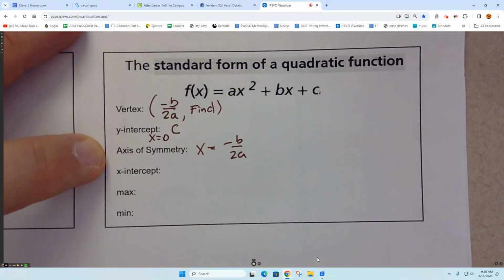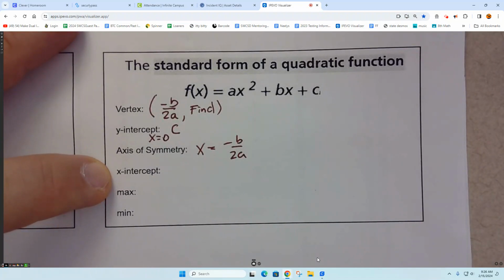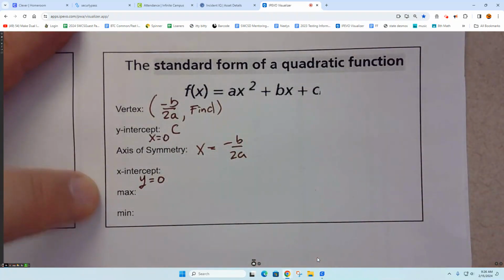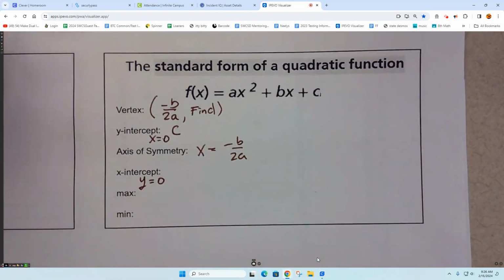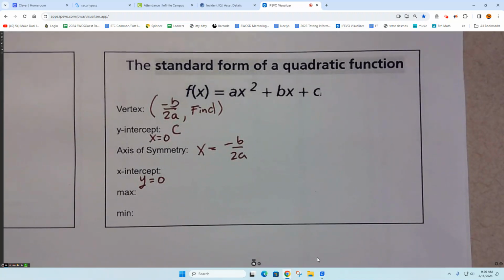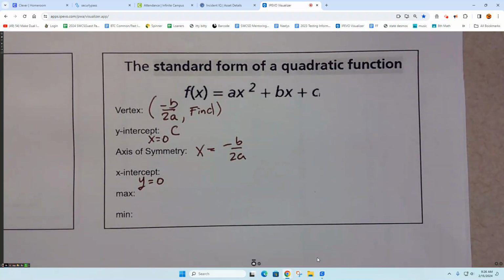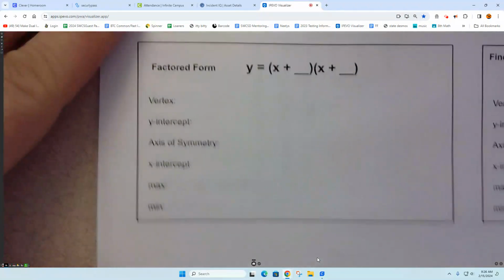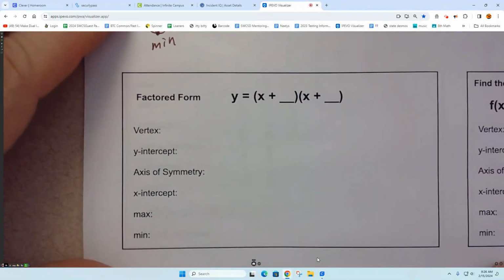We wouldn't recalculate it. How would we find the x-intercept? We would want to find y equals 0. And then these are going to be the same, right? The same as before, so we won't even put those there. Okay, looking down here.